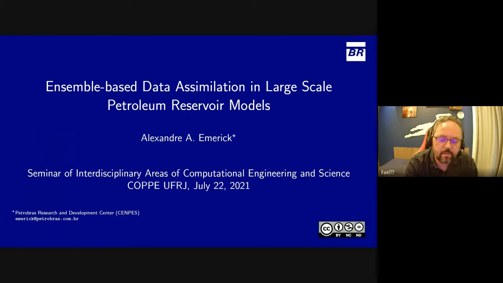I'm going to spend the next maybe 30 or 40 minutes talking about a topic that has been part of my professional life since 2008, so 18 years. Which is ensemble-based data simulation, and I work for the petroleum industry, so the kind of application I'm going to show is in petroleum reservoirs, but this is a sort of problem that happens in many geoscience applications.